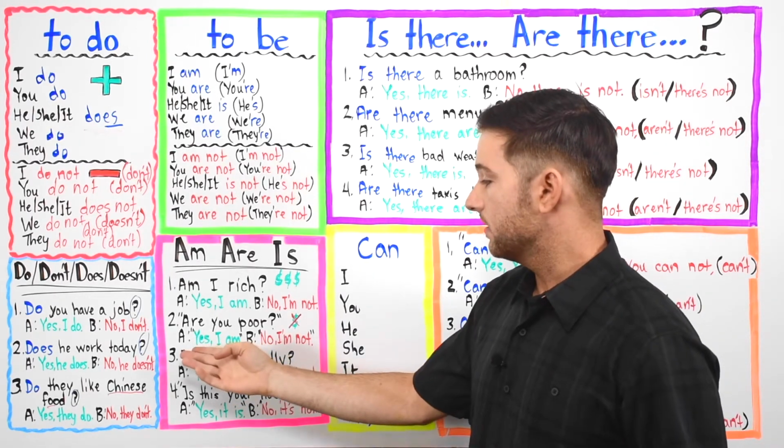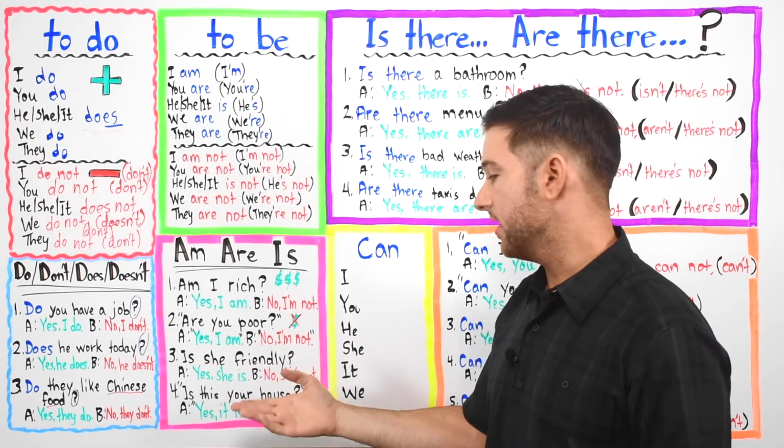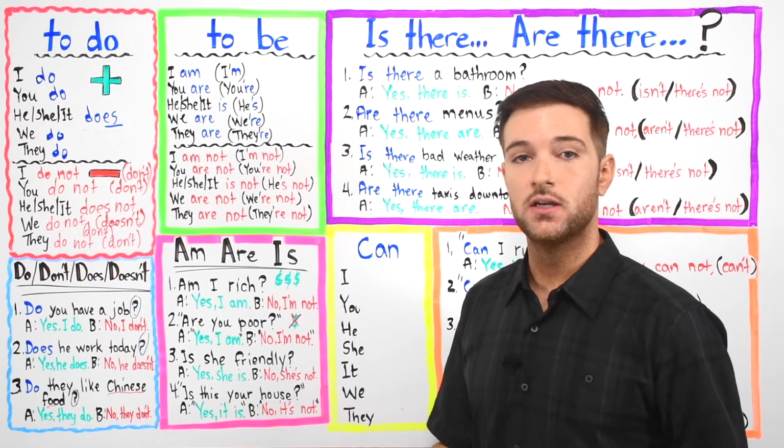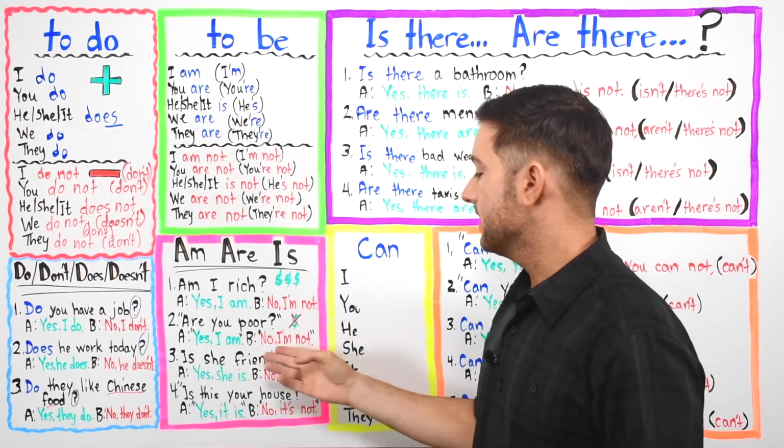And so they're going to respond, yes, I am. Or they are going to say, no, I'm not. I'm not poor. All right, so you can respond either way, yes, I am, or no, I'm not.